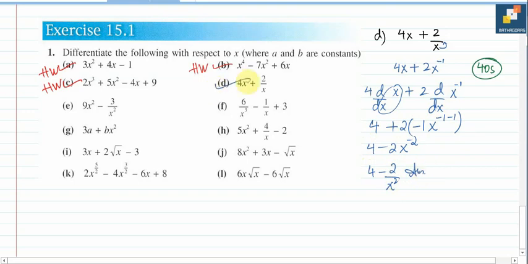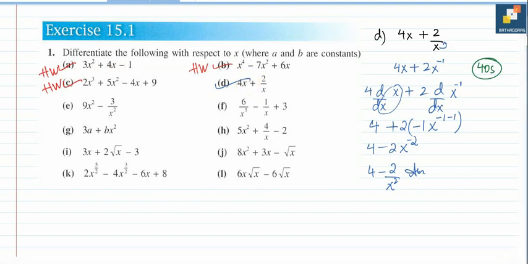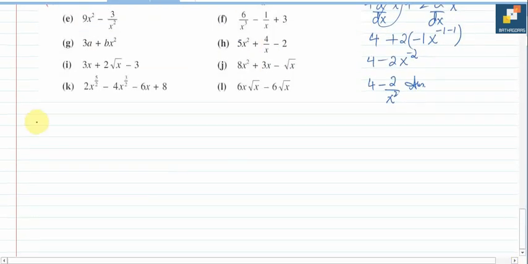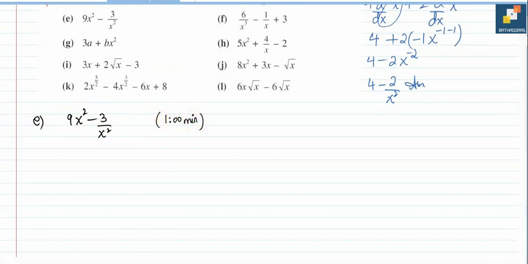Alright, after that, moving on to the next part, it's part E. The question says 9x square minus 3 divided by x square. So you need to give it a try first, and the time for this part is 1 minute. So start.